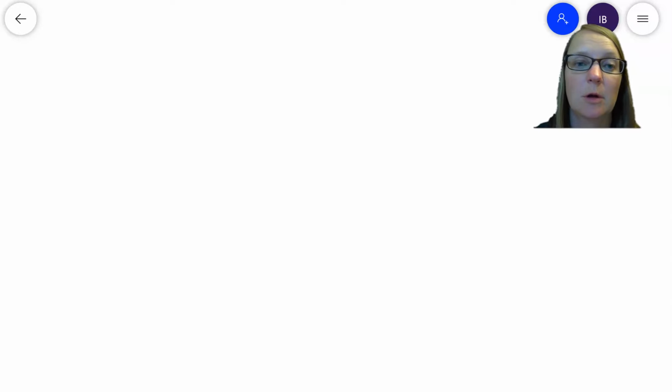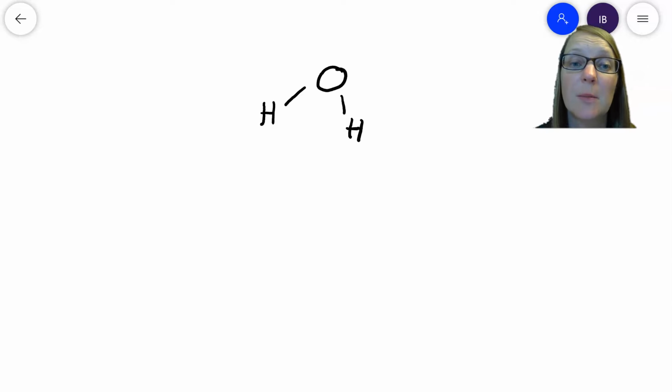So let's draw a water molecule. You've got oxygen and two hydrogens, right? That oxygen is held to those two hydrogens using single covalent bonds. But remember, these covalent bonds are polar, right? The oxygen is very electronegative. It hoards electrons towards itself, so it develops a partial negative charge. The hydrogens don't have much control over the electrons, so they lose some of that negative charge, and so they're going to be a little bit more positive.